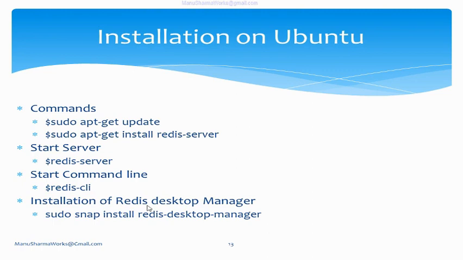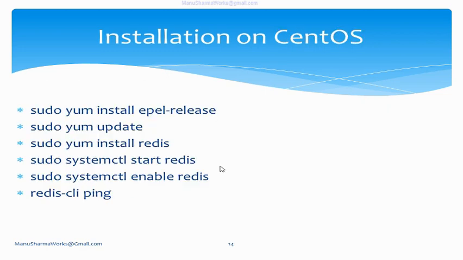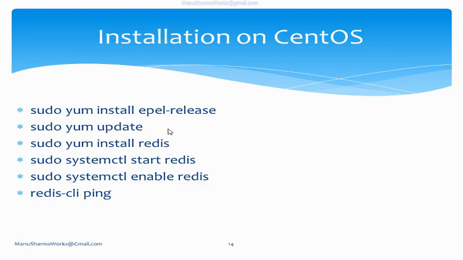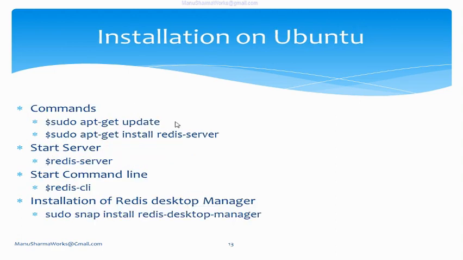And there is a Redis Desktop Manager also. It has a GUI, so you can see all the databases and keys from this Redis Desktop Manager. How can we install it? sudo snap install redis-desktop-manager. It will install Redis Desktop Manager on Ubuntu. For CentOS, there is a different set of commands, but it will work similar to Ubuntu.